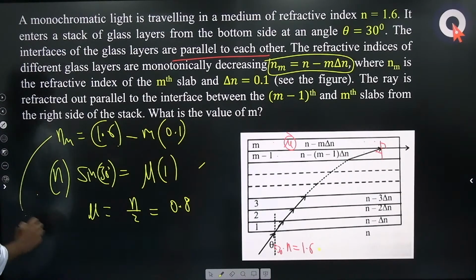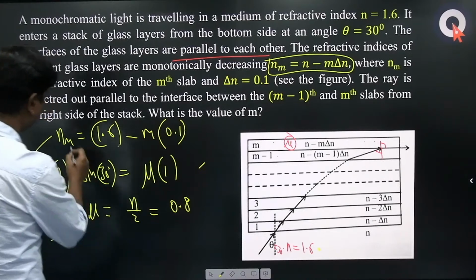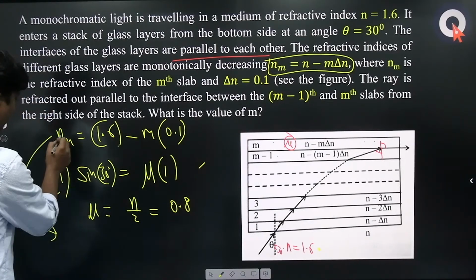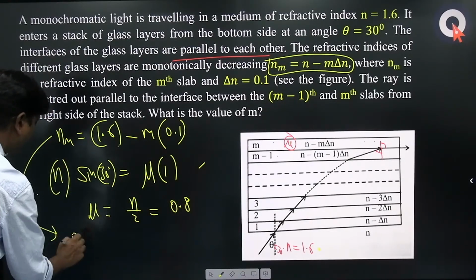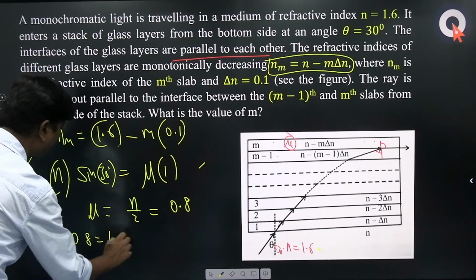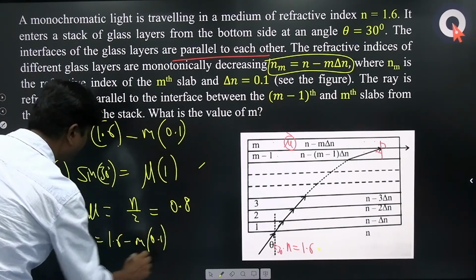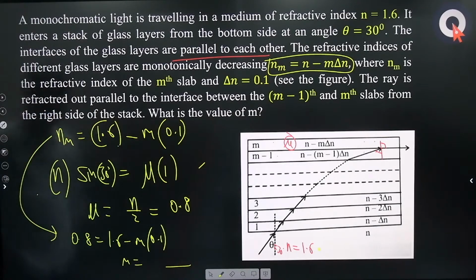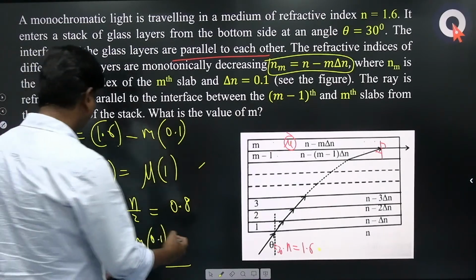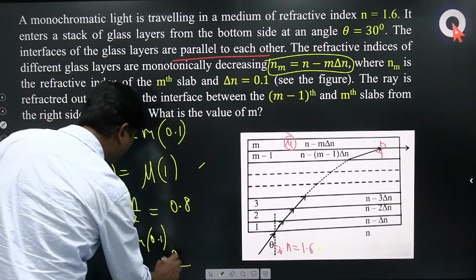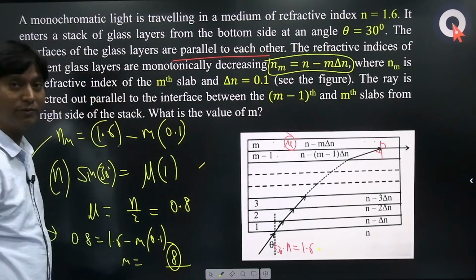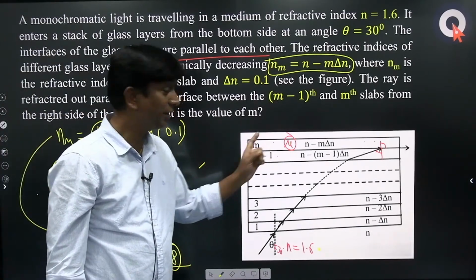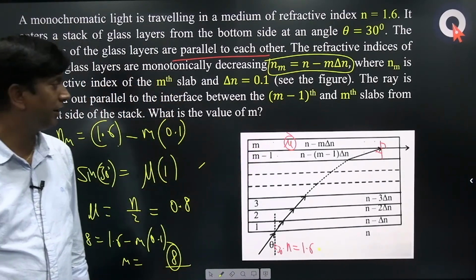So now bring back here: Nm, the refractive index of the mth slab, which is 0.8, is equal to 1.6 minus m into 0.1. So what is the value of m? m into 0.1 is 0.8, so m is equal to 0.8 by 0.1. So definitely this will come out to be the 8th slab. So m is equal to 8.